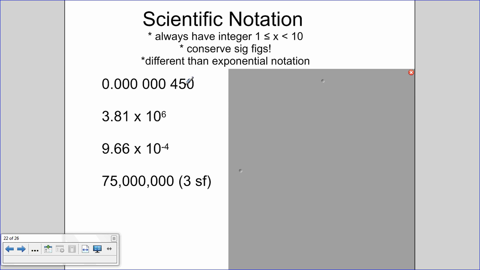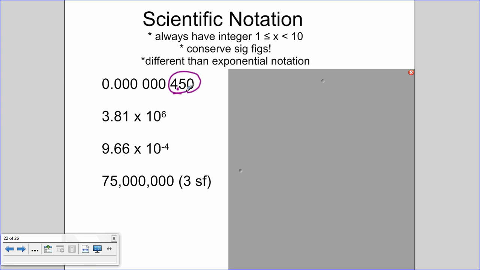So looking at our first number, we see our 3 sig figs. The 3 sig figs are 4, 5, and 0. What I did was I counted from the Pacific. I looked until I saw a non-zero digit. That was a 4, 5, and 0. So when I write this out in scientific notation, I'm going to have to note a number between 1 and 10. That's going to be 4.50.